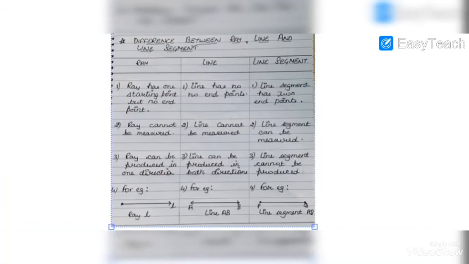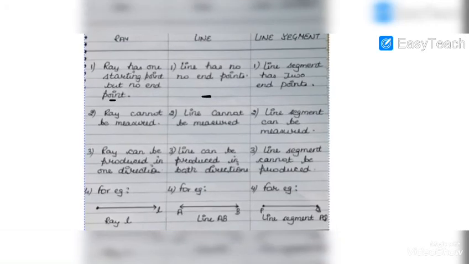Now the difference between ray, line and line segment. So ray has a starting point and no end point. Line has no end point. Line segment has 2 end points. Now a ray cannot be measured. A line cannot be measured with the help of a scale. Line segment can be measured.